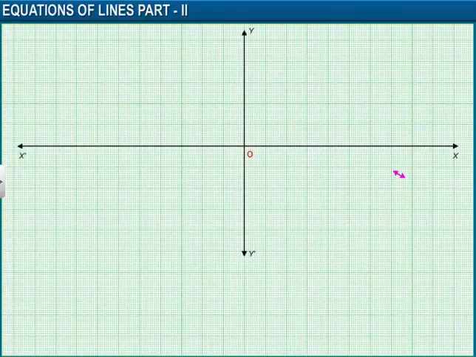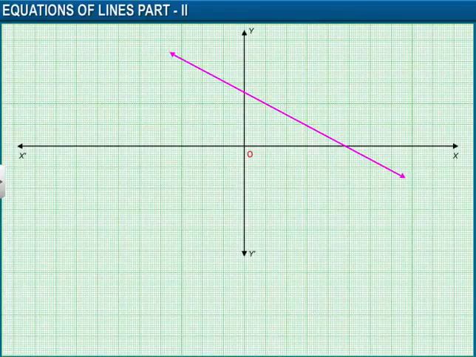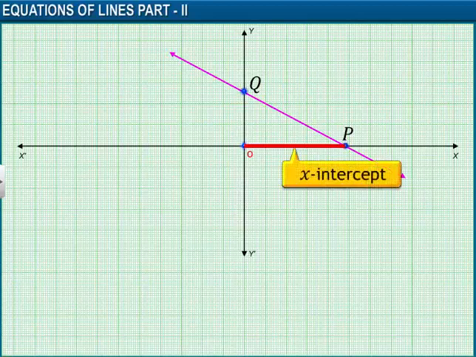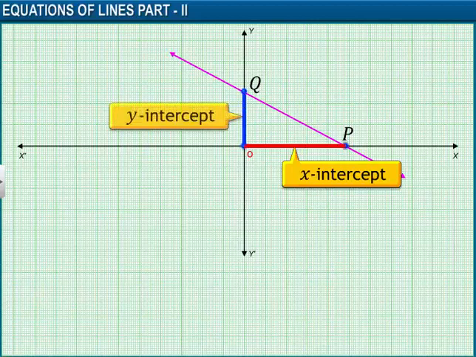Suppose a line intersects the x-axis and the y-axis at two distinct points. Let us denote these points as P and Q respectively. Then length OP is called the x-intercept of the line, and length OQ is called the y-intercept of the line. Note that if OP is equal to A and OQ is equal to B, then the coordinates of point P are (A, 0), and the coordinates of point Q are (0, B).